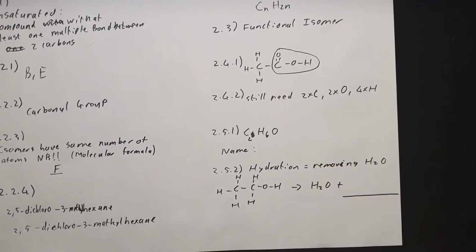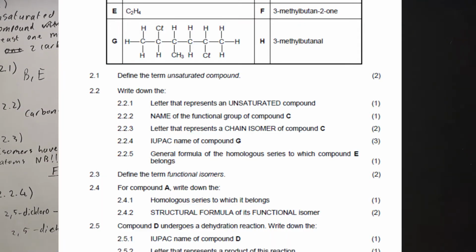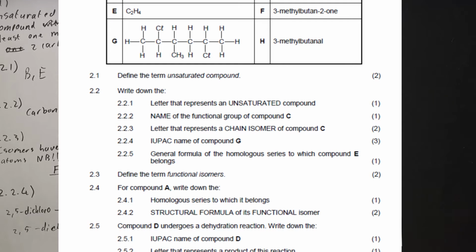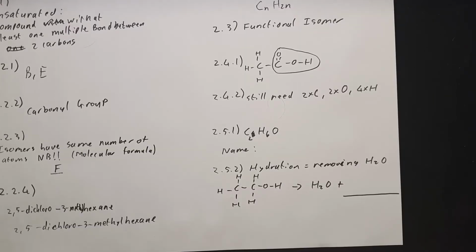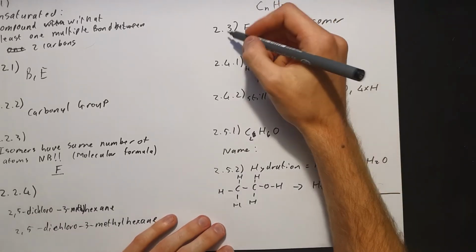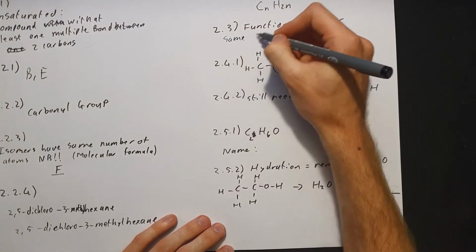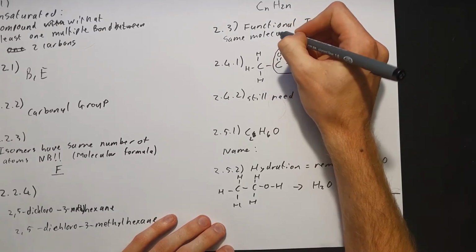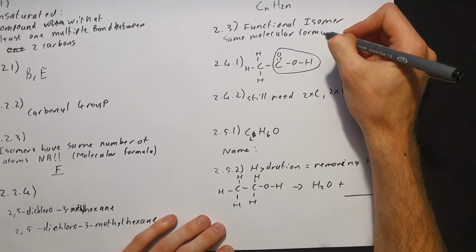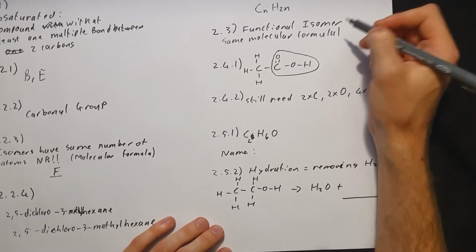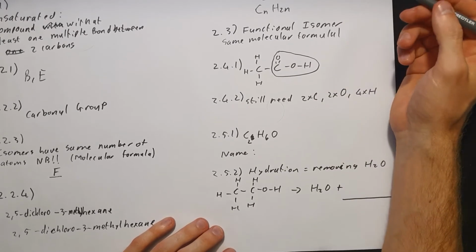Now looking at 2.3, it says define the term functional isomer. What is a functional isomer? It has the same molecular formula, but what is different is the functional group.